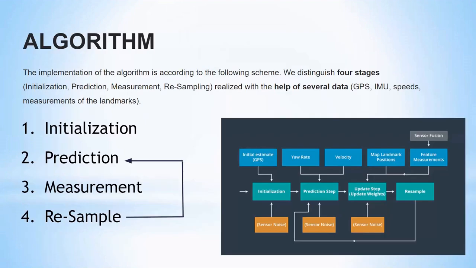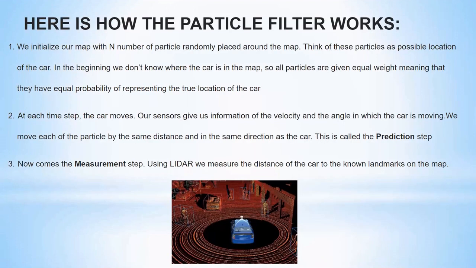The implementation of the algorithm used in particle filtering is according to the following scheme. We distinguish 4 different stages, which include initialization, prediction, measurement, and resampling. This is usually realized with the help of several data from GPS, IMU, speeds, and measurements of the landmarks. So here is how a particle filter actually works.